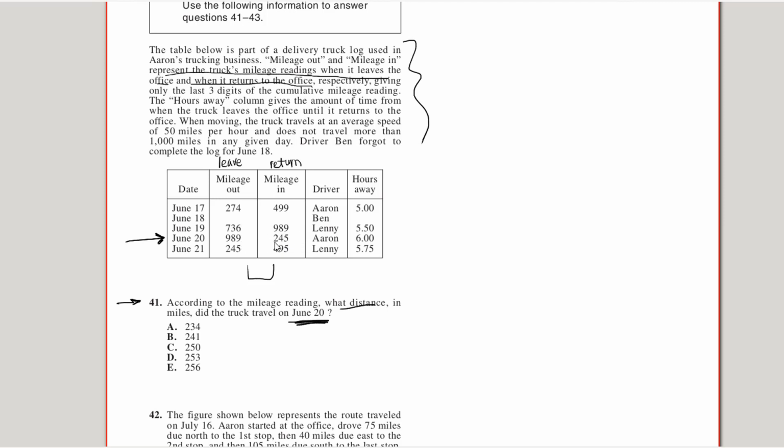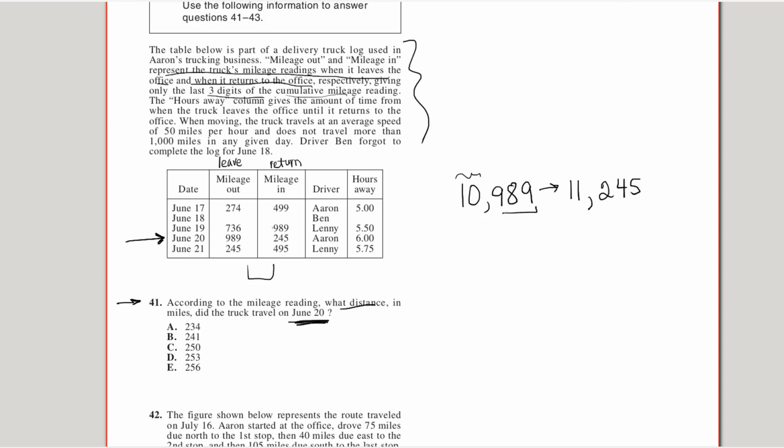But then how do these values, I still have not gotten one of my questions answered, that we went from 989 to 245. It says these values are given only the last 3 digits of the cumulative mileage reading. Okay, so what that means is that these numbers are only the hundreds place. We're not listing the thousands. Like this truck may have actually gone, if we look at June 20th, 10,989. This is just a value I'm putting in. It could be any value here, but then it rolled over to the next 1,000 to 11,245.